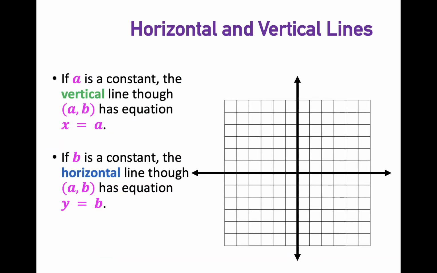Okay. For the horizontal and vertical lines, if a is constant, the vertical line through (a, b) has the equation x equals a. If b is constant, the horizontal line through (a, b) has the equation y is equal to b.